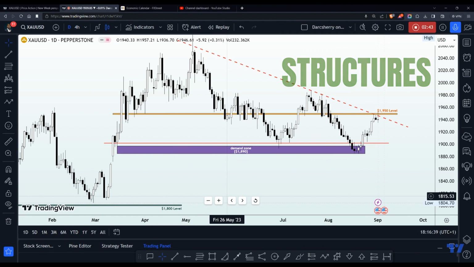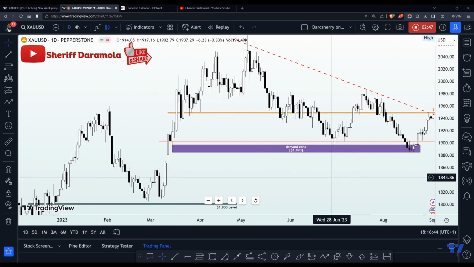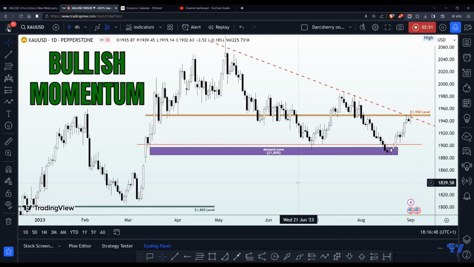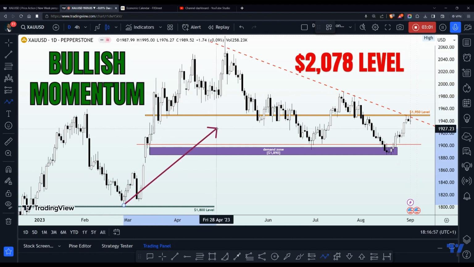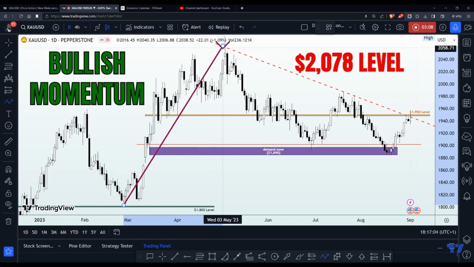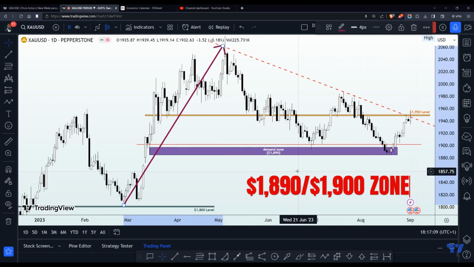Now, if you look at the nature of price action since the beginning of this year, it is quite obvious that price action has been bullish, as you will see that since the month of March, we saw our price action find an impulsive move to a new high at the $2,078 level. And since that moment, that was in the month of May, we saw our price crash back into the 1,890, the 1,900 zone.